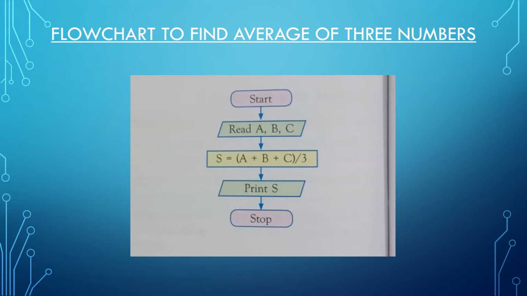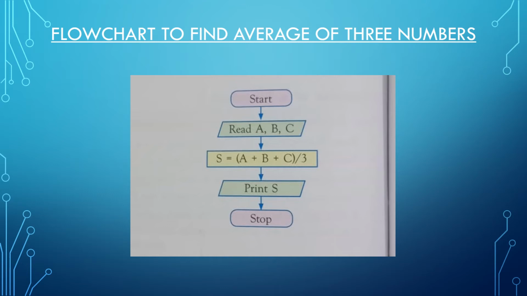The flowchart begins with the start box. We read three variables A, B, C, which are taken in the form of an input. After this, S equals (A plus B plus C) divided by 3, meaning first of all the sum of the three variables A plus B plus C is calculated, then the sum is divided by 3, and this result is stored in the variable S, which is the average of three numbers.